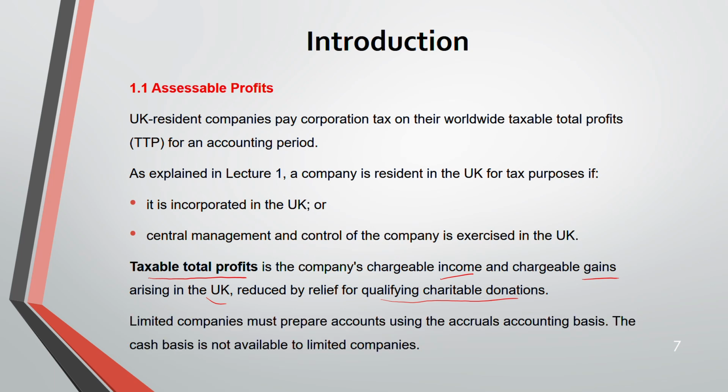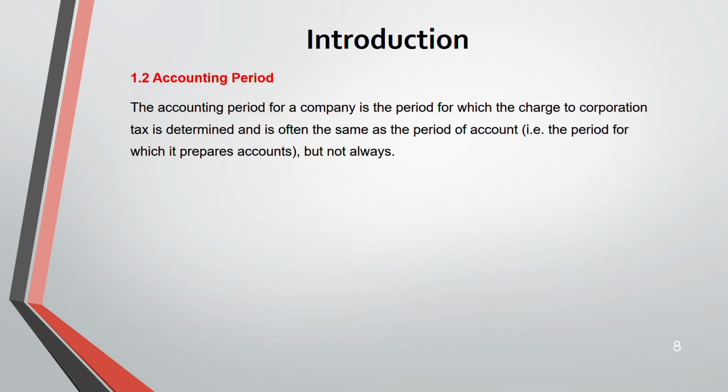Limited companies have to prepare accounts using the accrual accounting basis. Cash basis is not available to limited companies. Remember, when you are an individual taxpayer, you have the choice of cash basis or accrual basis, but for companies it is always accrual basis. Now, accounting period. The accounting period for a company is the period for which you will be charged to corporation tax.